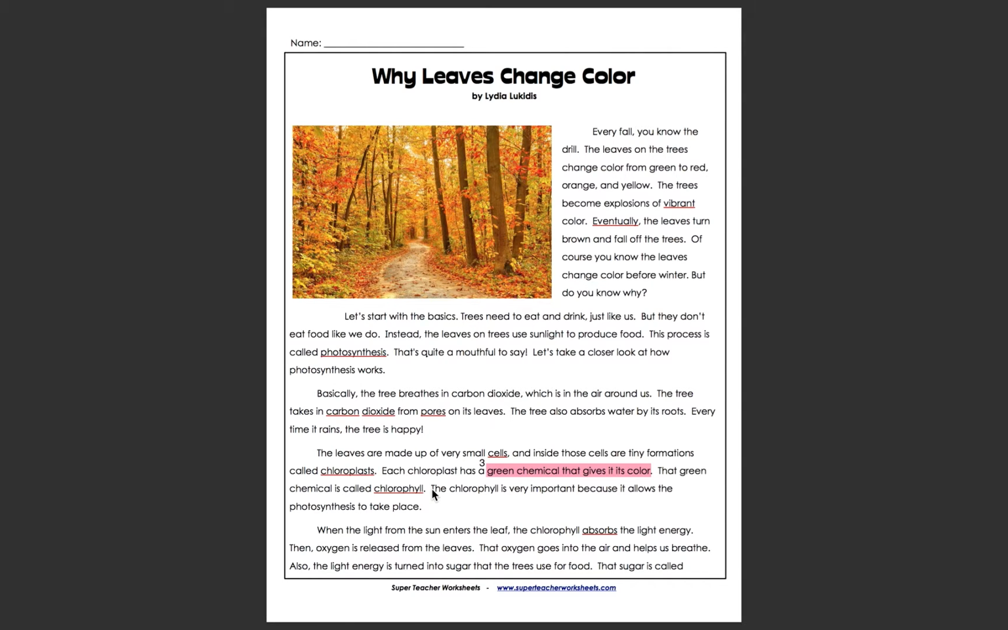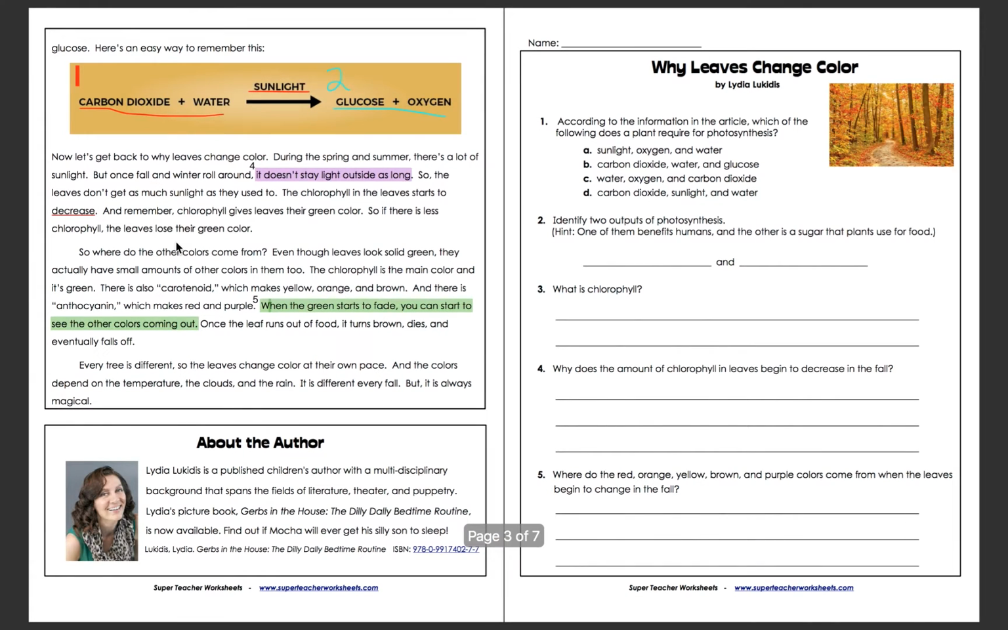When the light from the sun enters the leaf, the chlorophyll absorbs the light energy. Then oxygen is released from the leaves. That oxygen goes into the air and helps us breathe. Also, the light energy is turned into sugar that the trees use for food. That sugar is called glucose.